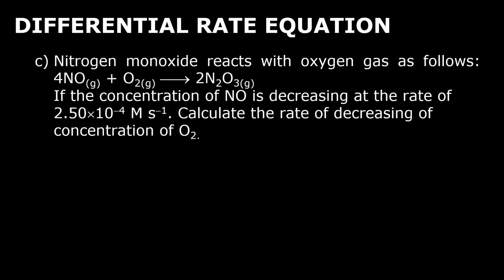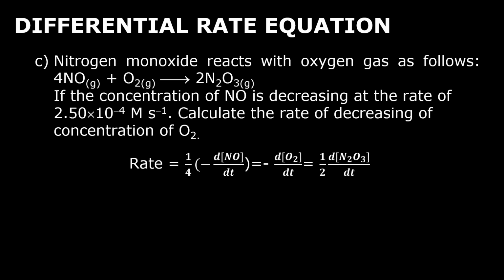Question C asks us to calculate the rate of decreasing in concentration of oxygen given the rate of decreasing concentration of reactant nitrogen monoxide, NO, is 2.5 times 10 to the power of negative 4 molar per second. To do this, first we need to write the differential rate equation. We can write it as rate equal to 1 over 4.